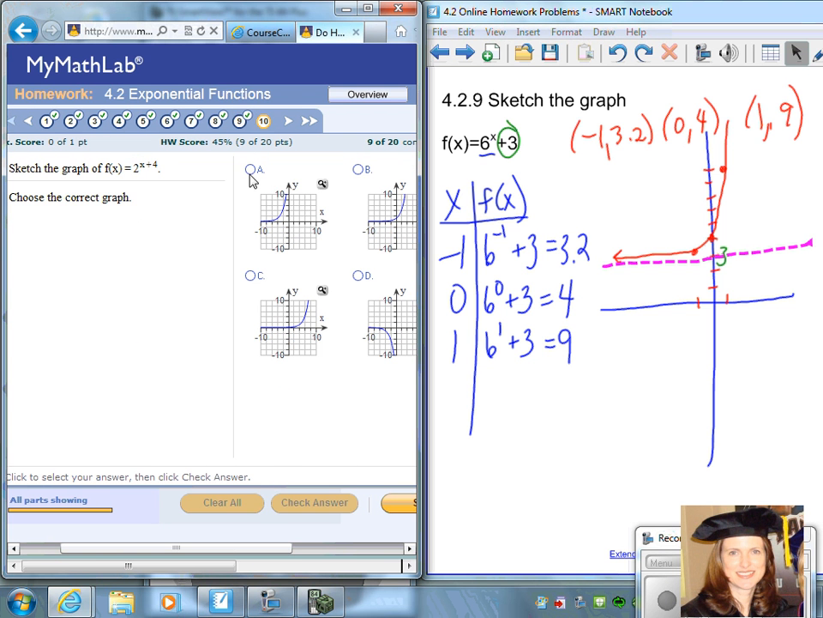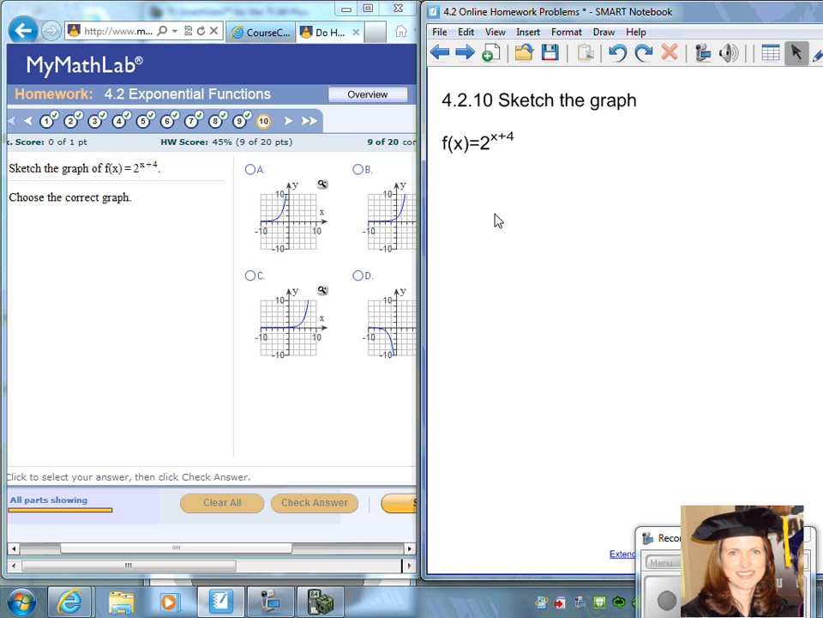All right, let's look at number 10. Again, be careful when you're working through these, because you want to pay special attention to where the exponents are. Here we have an x plus 4. The exponent, we've added 4 to the exponent. That's different than adding 4 to the whole exponential function.